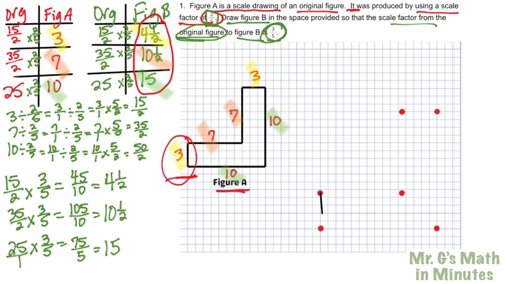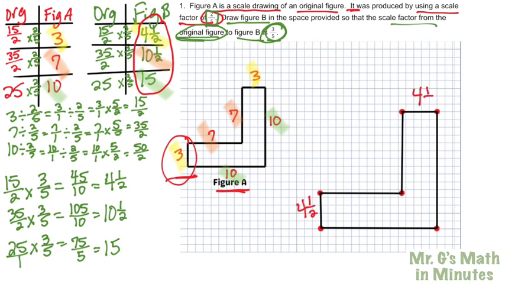And then it's 15 going to the left. So then I can go ahead and just connect all my dots to create my scale drawing of this shape. And then I'm going to go ahead and label my numbers. We've got 4.5 here, 4.5 here. We've got 10.5 here, 10.5 here, 15 and 15. And that'll take care of everything that we need to do for that particular problem.